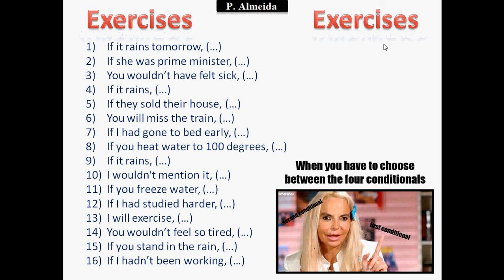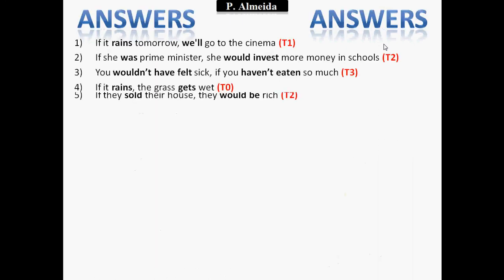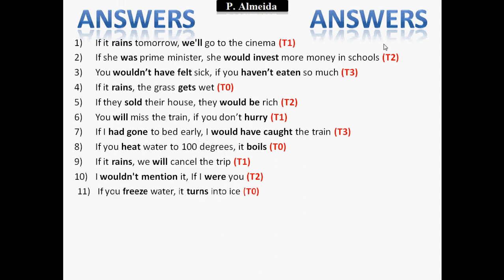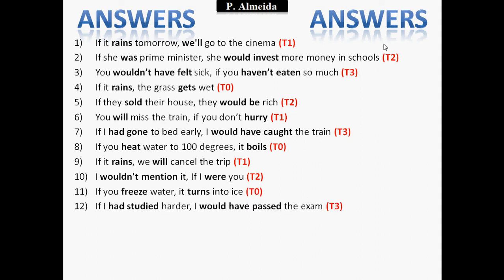12. If I had studied harder, so I'm talking about something that I could have done in the past, but I didn't do it. So it's a type 3 conditional because I had studied. So I will have here would have past participle, and I started with past perfect, okay? If I had studied harder, I would have passed the exam.